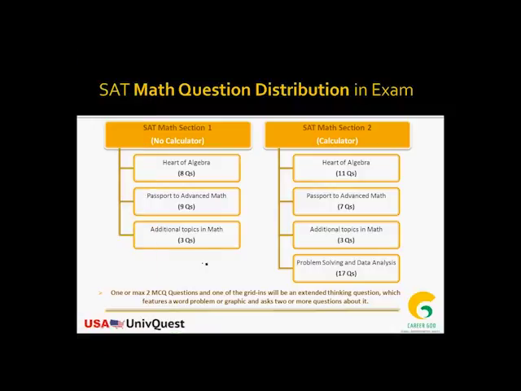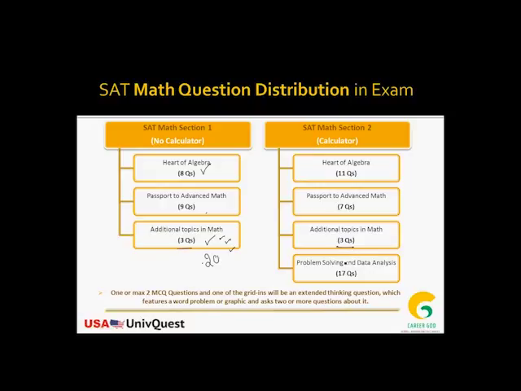So approximately, we get 20 questions. Out of 20 questions, 8 questions come from heart of algebra, 9 from passport to advanced math, and 3 from additional topics in math, that is complex numbers, trigonometry, and geometry. There is least importance for geometry in the new pattern of SAT. So in total we get 6 questions from additional topics in math. So don't give so much emphasis on this topic.